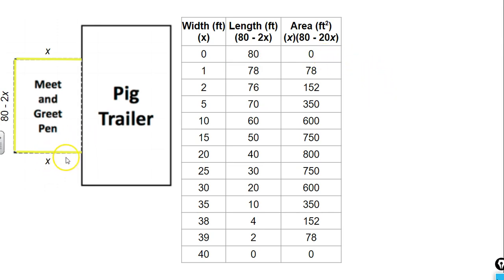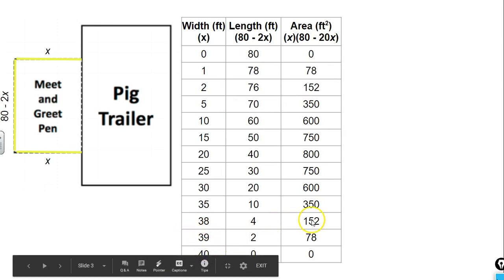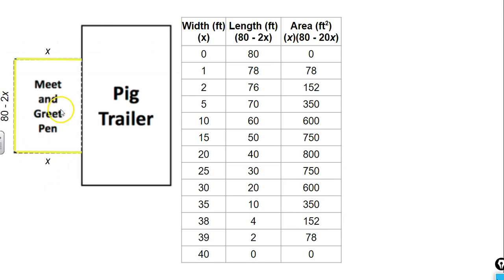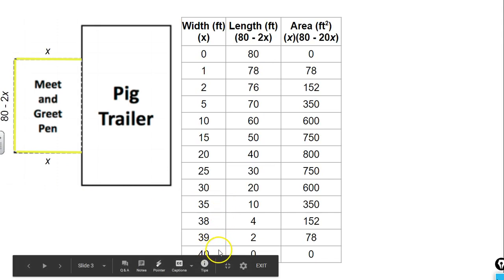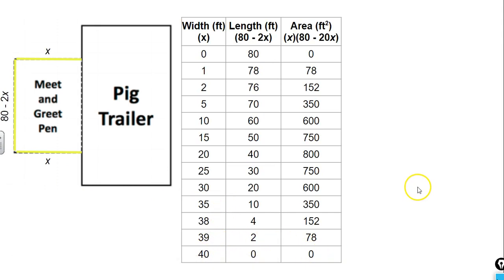If the width were 1, then this side would be 1, this side would be 1, so that would be 2. So we're doubling the width and subtracting that from the total of 80 feet. So if my width is 1, then my length would be 78, and my area would be 78, and so on. And so we go all the way down the table until we get down to a width of 40. If we had 40 on this side and 40 on this side, that would use up our total 80 feet of fencing, and we would have nothing left for the length. So we would have a width of 40, a length of 0, and an area of 0, which again would leave us with no enclosure.